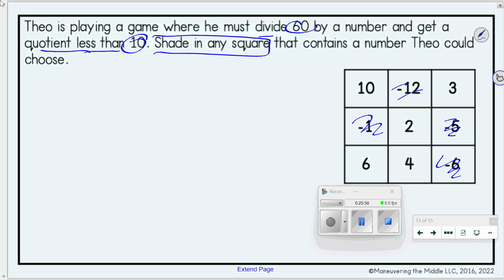So 60 divided by 10, that's going to give me 6. That works. Divided by 3 is only 20. That won't. 2 won't. 4 is going to give me 15. That doesn't work. 60 divided by 6 is 10. That doesn't work because 10 is not less than 10. So that means you should have had those 5 squares shaded. Make sense? Sounds right. Okay.